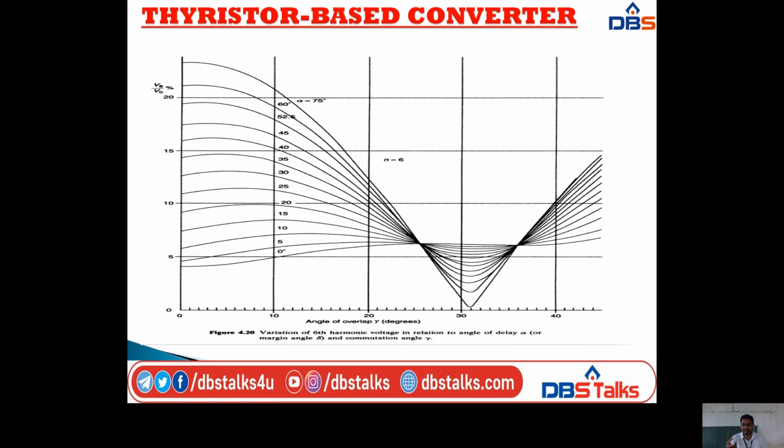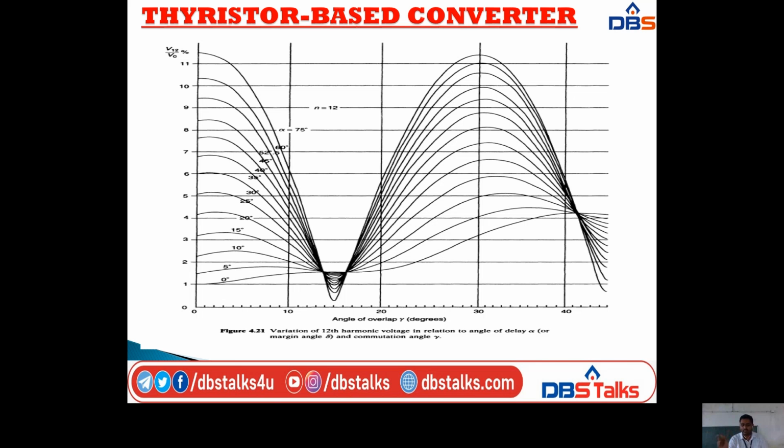So here we have different curves. These curves represent a particular angle. Suppose if the angle is 0, we have one curve, and if the angle is 5, we have one more curve, and like that up to 60 degrees. Why? Because here we are using up to 60 degrees only. Okay, that's why I am taking up to 60 degrees. We have these types of curves. Okay, and next one more diagram is there. So this is for the variation of 12th harmonic voltage in relation to angle of delay, that is alpha, and commutation angle gamma.